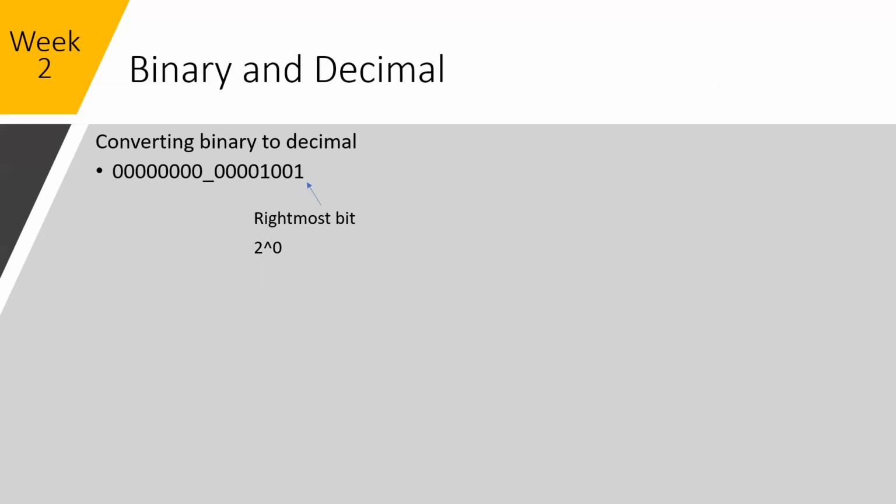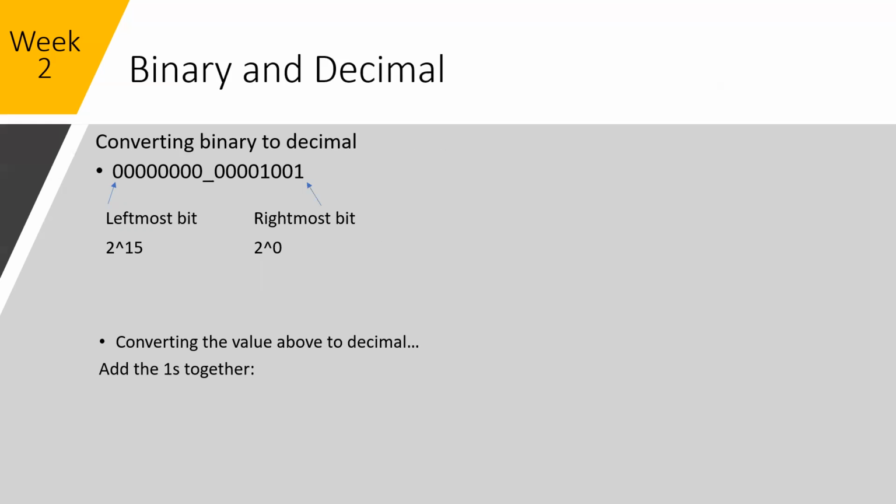So again, more converting binary to decimal, rightmost bit, leftmost bit, we add the ones together. So 2 to the 0th position plus 2 to the 3rd, 1, 2, 3. We're looking at 9.